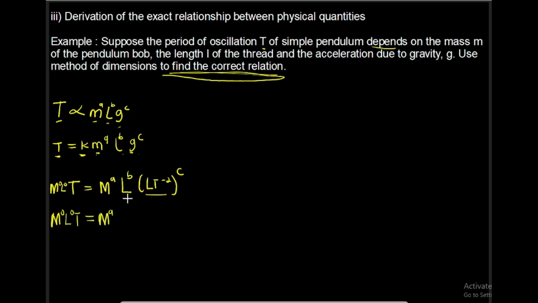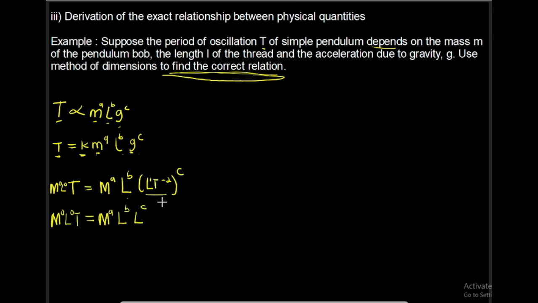Now we open up this bracket, L raised to power B. But before we do that, there's a power outside. So we use the power outside first to multiply the powers inside. That will give us L raised to power B. Now the power inside there is 1, so we have 1 times C. That will give us L raised to power C.